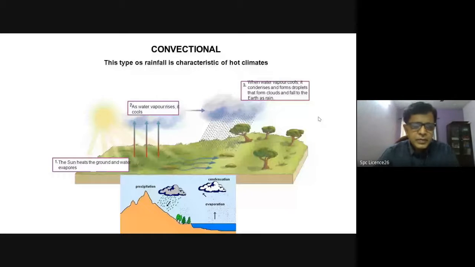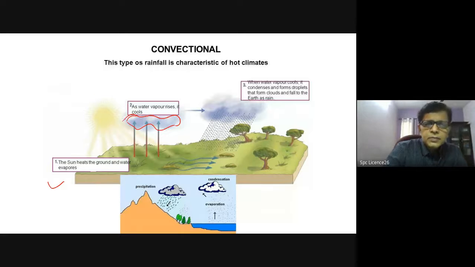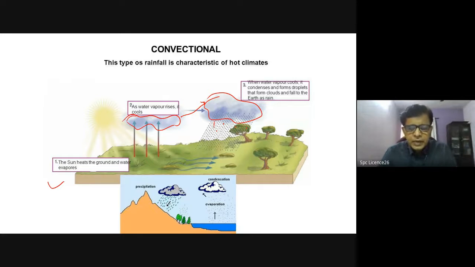This is convectional. We have seen this, that the sun heats the ground and water evaporates. The water vaporizes, and then it cools down here. As it goes further up, it is going to pour down a lot of rain in selective areas as such, convectional rainfall.